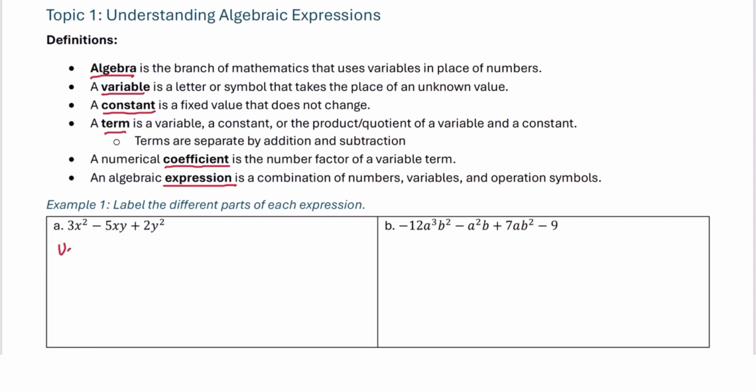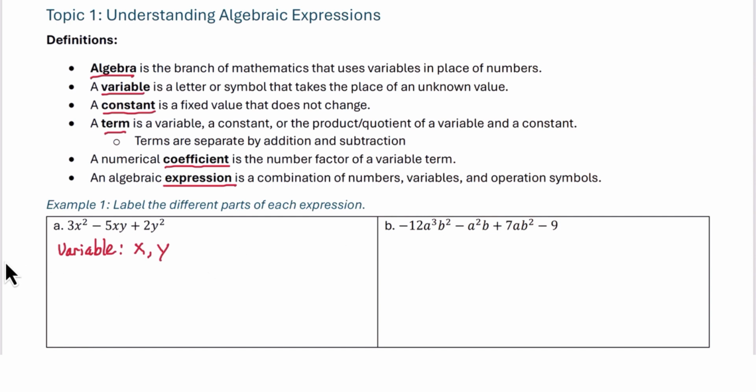First, the variable. The variable is typically represented by x or y, but it could be any letter or symbol. In this case, x and y. Up next, we have constants. This particular expression does not have a constant. An example of a constant would be a number that doesn't have a variable beside it, like -9. -9 is a constant. So none in this example.